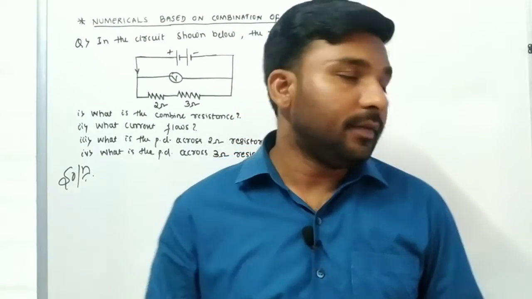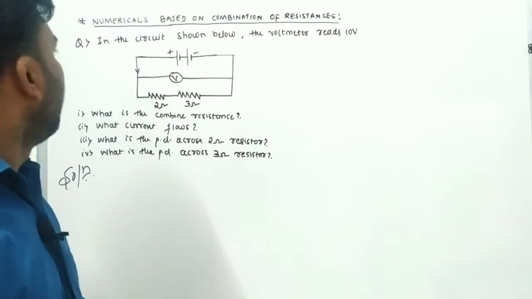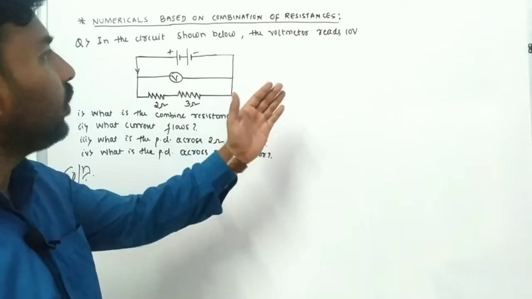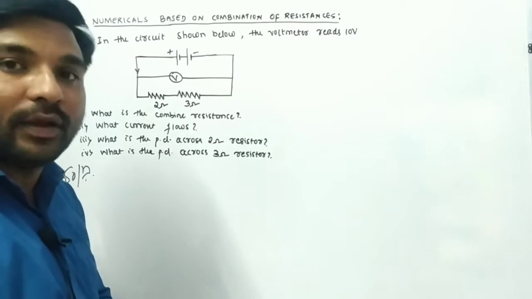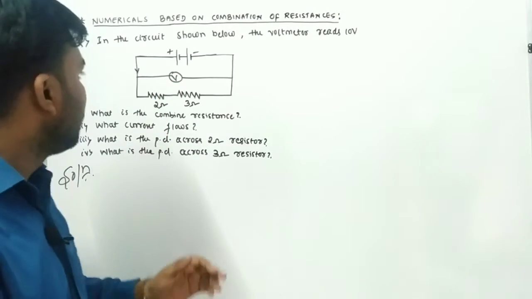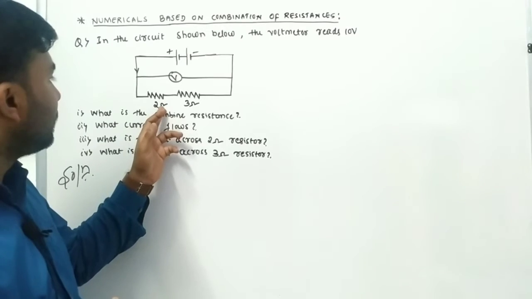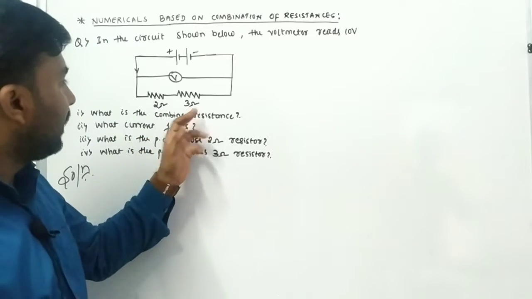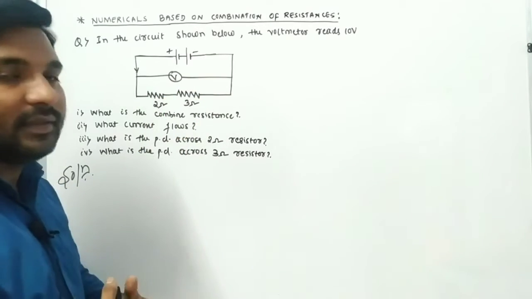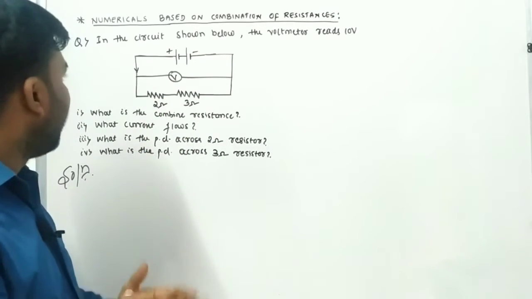The next question is, in the circuit shown below, the voltmeter reads 10 volt. Here is the circuit diagram. Here we have the 2 ohm resistor and 3 ohm resistor. It is the voltmeter and it is the cell, the battery.